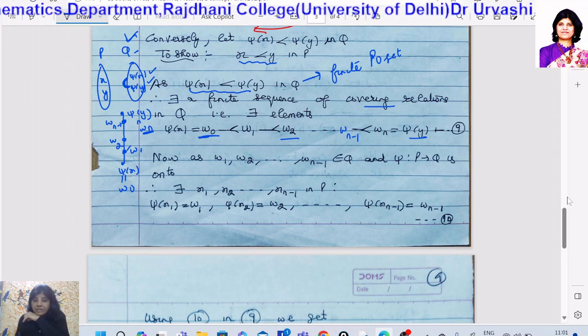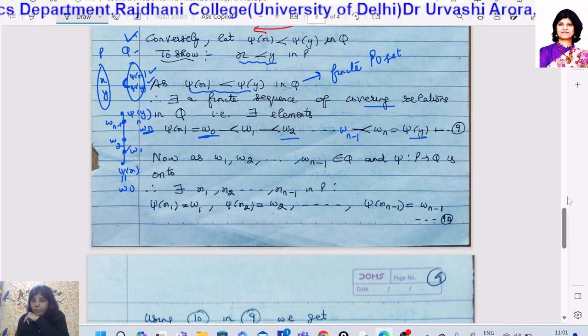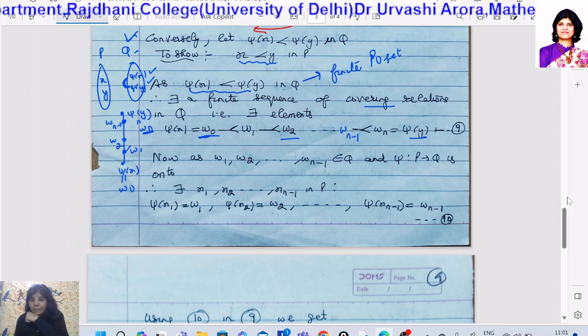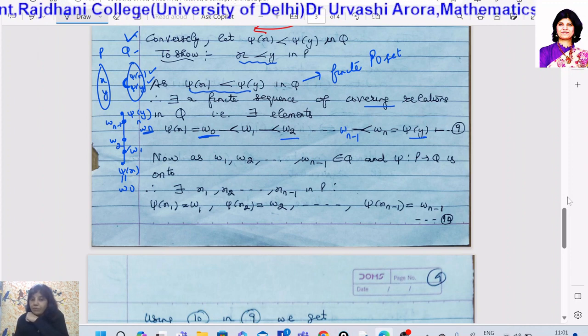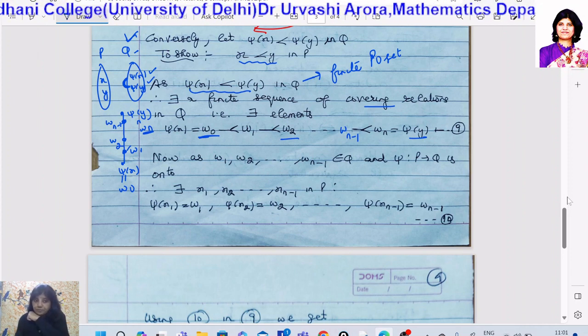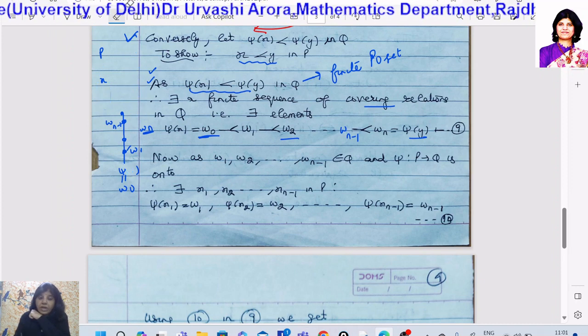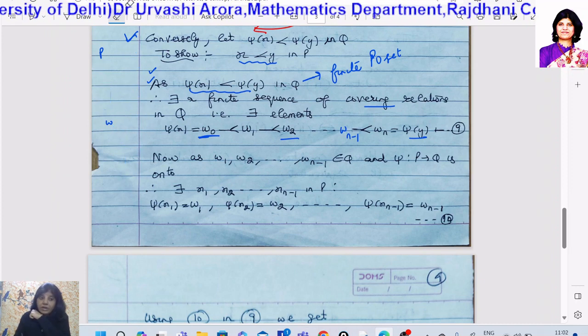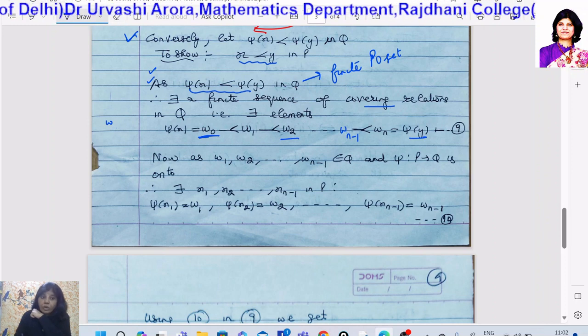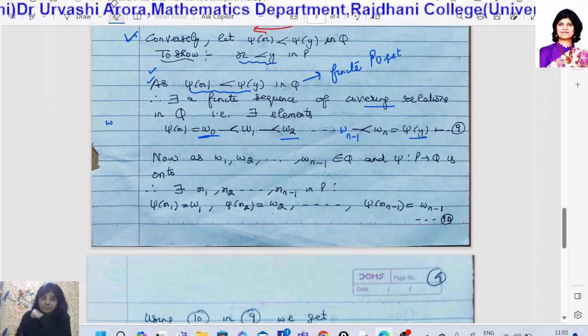Now as W1, W2, and so on till Wn minus 1 all belong to Q, and the mapping psi from P to Q is an onto map, all these elements, W naught, W1, and so on till Wn minus 1 and Wn, are elements of Q. We have something like this.